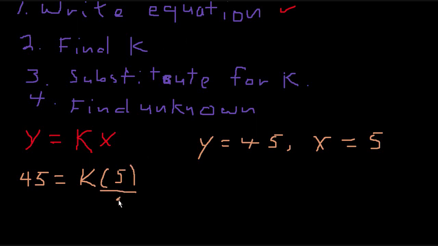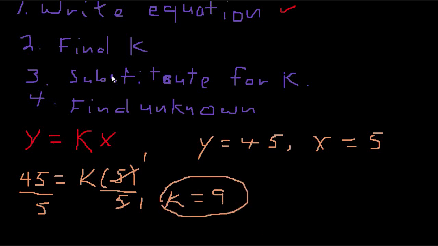I've accomplished step number 2. I've found, no, I haven't yet. I need to solve for k. So I'm going to divide both sides by 5. Dividing by 5, I get 1 there. K equals 9, and now I do have my value for k. Next step, substitute for k.